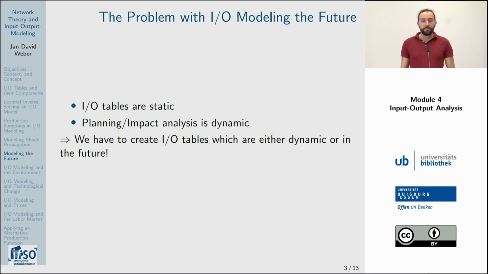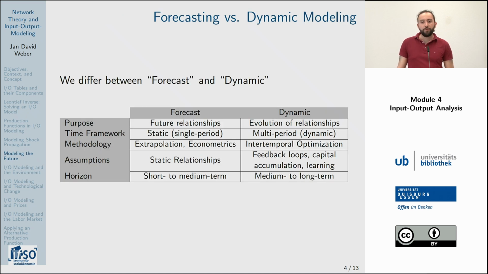And by that, we have to differ between two concepts. We can either forecast the future or we can create dynamic input-output models. In forecasting, we have future relationships that are still static, so we forecast single periods. And we do this either by extrapolation or econometric methods, and we still have this static relationship that we have in input-output tables, and it's mostly used for short or medium-term things.